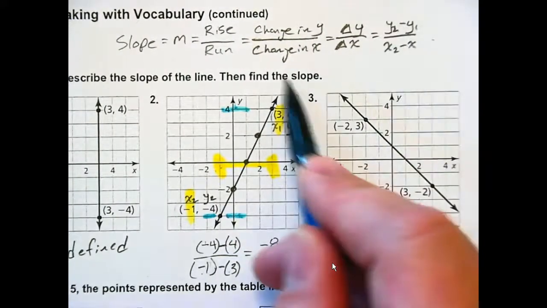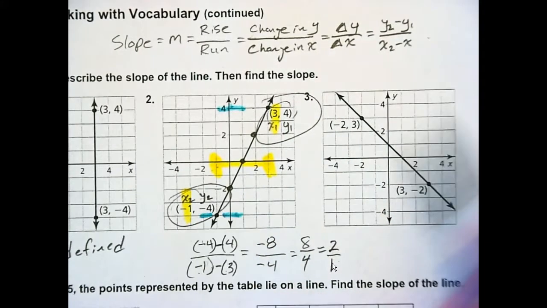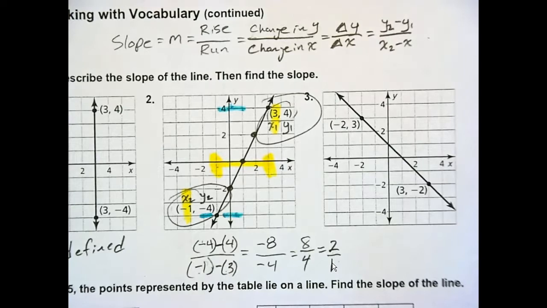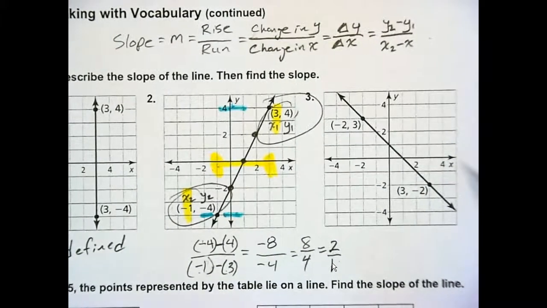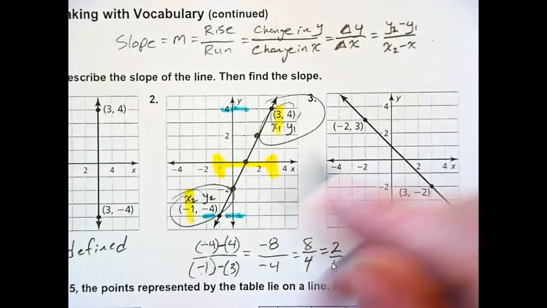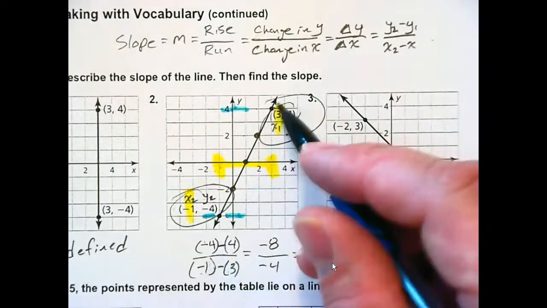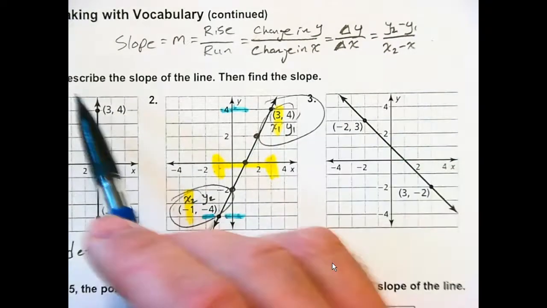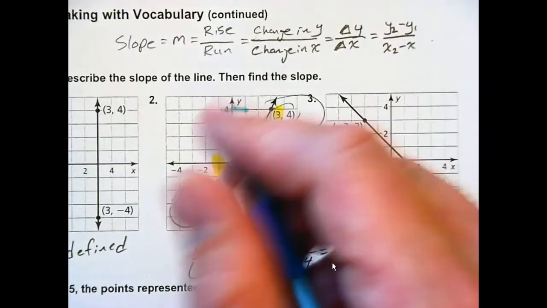We didn't need the graph to do that. Pictorially, that's why the slope formula works. The slope of this line is 2. What type of slope is this? Oh, we know it's linear. It's a positive slope. When it says describe the slope, we're saying it's positive.